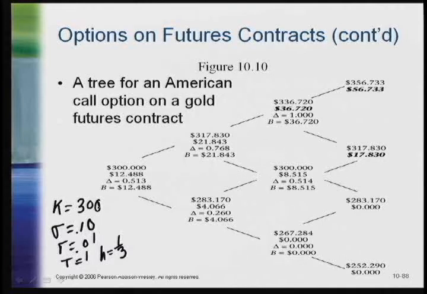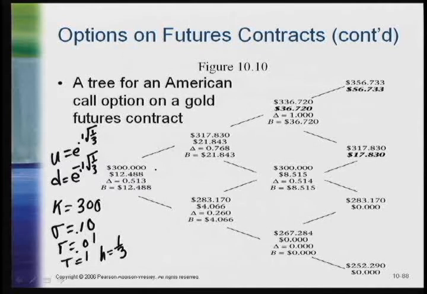So we can then note that, what's u? u is equal to e to the 0.1 times the square root of a third. And d is equal to e to the minus 0.1 square root of a third. And we can see correspondingly the price of gold, or the price of the futures, goes up to 317 or down to 283 in one period, and that continues.